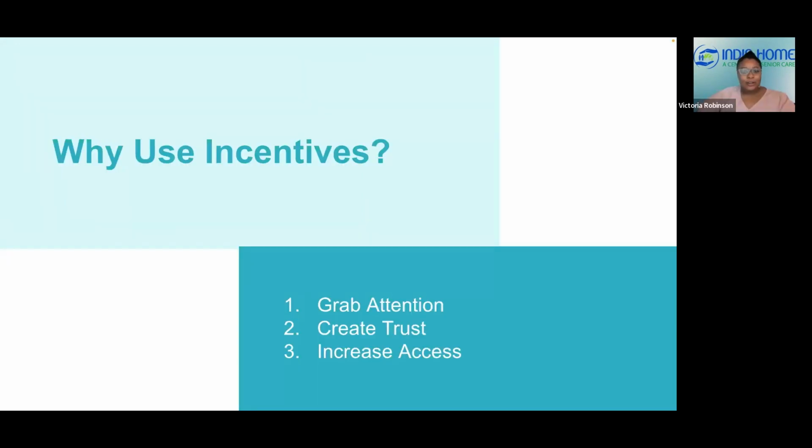Thank you, Shri. So we're going to start off with why we should use incentives. Providing community members with an incentive in our efforts to reach them does help grab their attention, allows them to trust us, and even increases access to some things that individuals may not consider a priority.